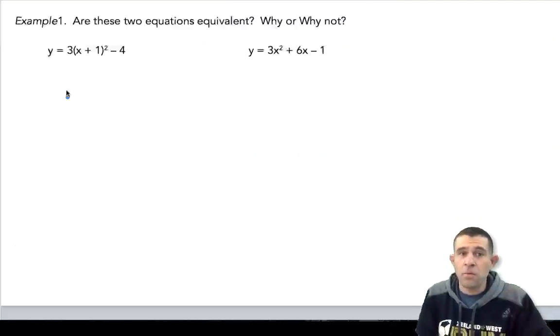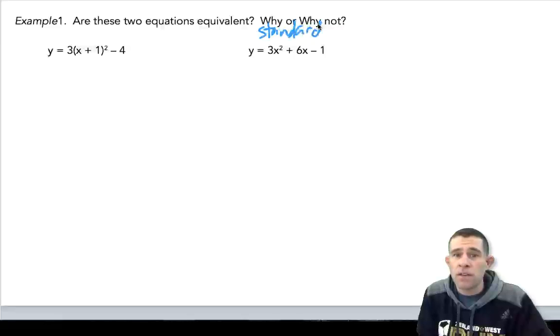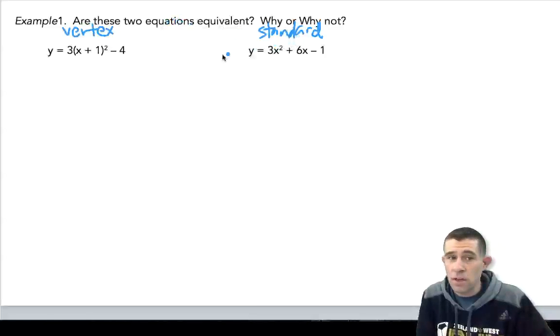Alright, in example 1 here, we're asked to show, are these two equations equivalent? And all we're doing here is we're comparing standard form to vertex form. So here's our standard form, here's our vertex form. In order for us to be able to determine if these two are equivalent, we have to solve out our vertex form and put it into standard form.